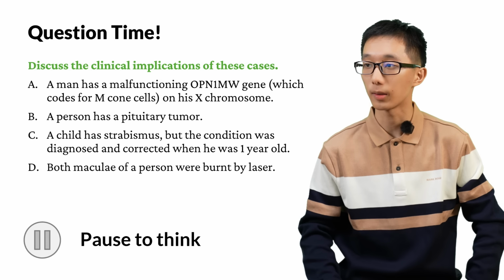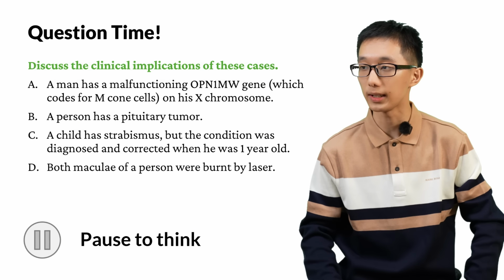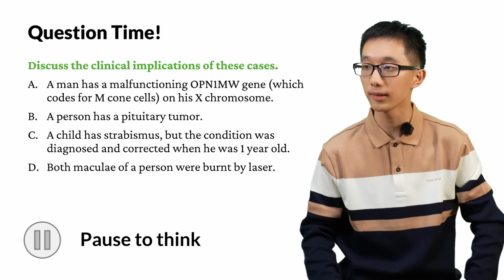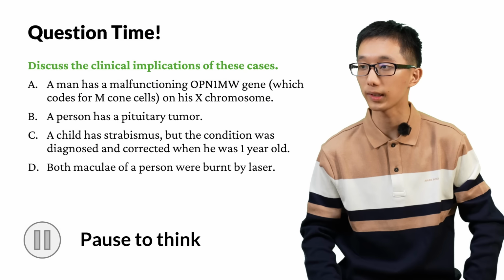That's all for visual impairments. A final question time. Please discuss the clinical implications of these cases. That is to say, will there be a disease? Case A. A man has a malfunctioning OPN1-MW gene, which codes for M cone cells, on his X chromosome. B. A person has a pituitary tumor that is very large. C. A child has strabismus, but the condition was diagnosed and corrected when he was 1 year old. And D. Both maculae of a person were burnt by laser.